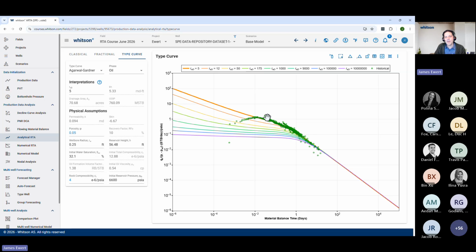The second question I have is, what flow regime or flow regimes do I think I have? This tells me I have some linear. This might be transitional or boundary, but it seems like I've got some linear and some boundary dominated flow. We have another tool we'll talk about in a moment that will help us with that. But this plot does two other things that are really helpful for us.